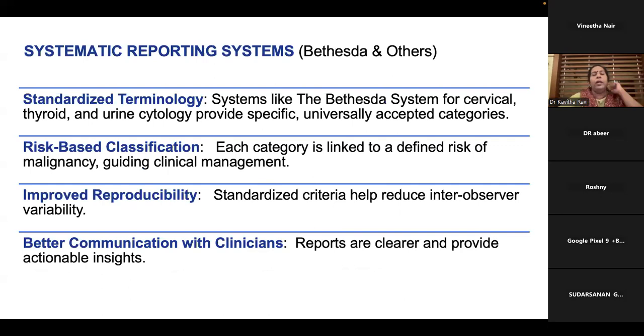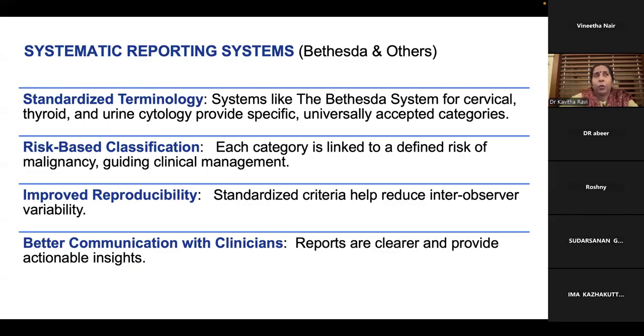But now, with the introduction of systematic reporting systems like Bethesda and others, there is standardized terminology throughout the globe. Across the world, we use uniform reporting formats and uniform terminology. And all these systems also incorporate a risk-based classification.